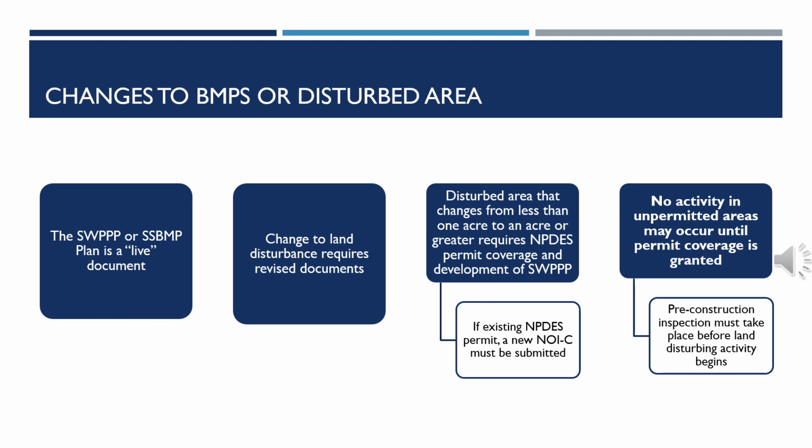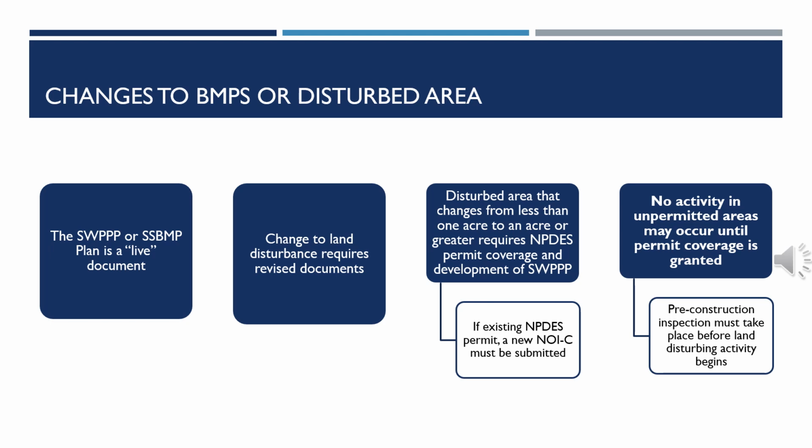Any change to the approved conditions must be reflected on an updated BMP map and SWIP or SSBMP plan and submitted to the AREE BMP inspectors for approval. If changes to land disturbance is anticipated, revised documents, including updated SWIP or SSBMP plan, must be submitted to and approved by AREE prior to conducting additional land disturbing activities.